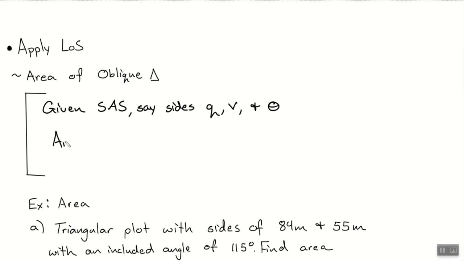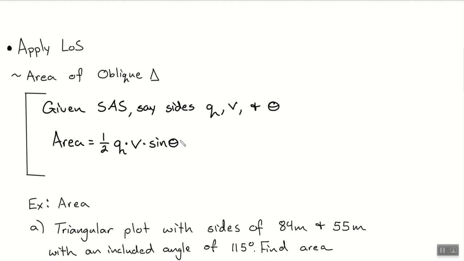The area of this thing, no matter what, it is, what's one of my lengths? Thank you. Every time I forget it. 1/2 times, what's one of my lengths? How about on this one? Q is one of them. So 1/2 Q times, what's the other side? V or R, however you read it, times sine of, what's the angle between them? Boom, we're done.